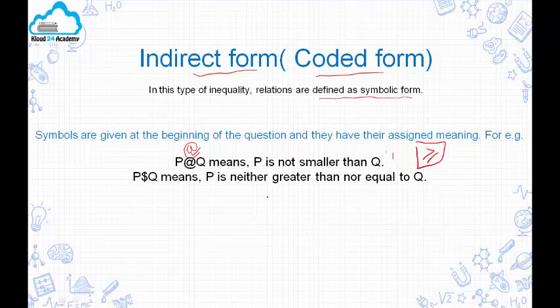Now $P means P is neither greater than nor equal to Q. ना P Q से बड़ा है ना बराबर है. That means P will be less than Q. So here dollar is equivalent to less than, at the rate is equivalent to greater than or equal to. So these were the codes. We have decoded them into inequality signs and then we want to solve the question.